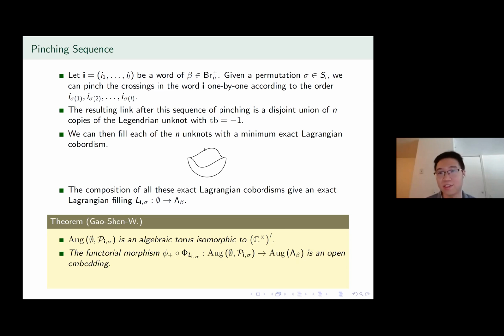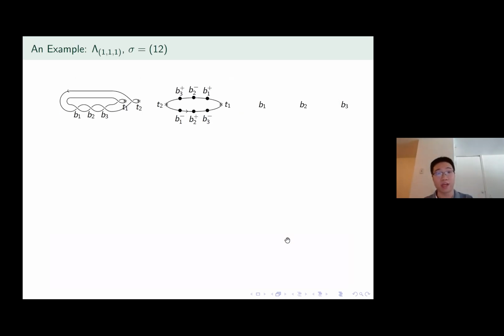And then the good news is that the image is actually a cluster chart inside a cluster variety. Okay? So that's another theorem that we proved. All right, so let's actually do an example. So let's take the 111 braid. Right, so the closure is actually the trefoil. So believe it or not, this is a trefoil.